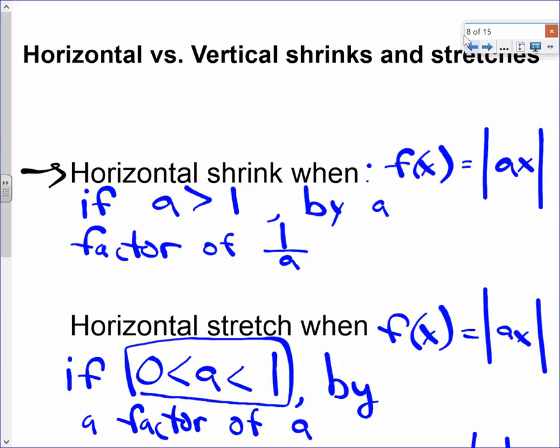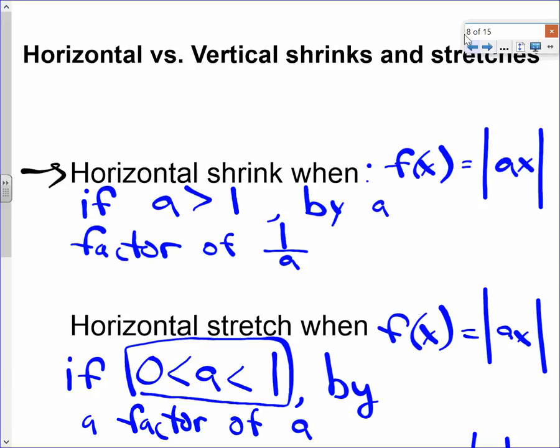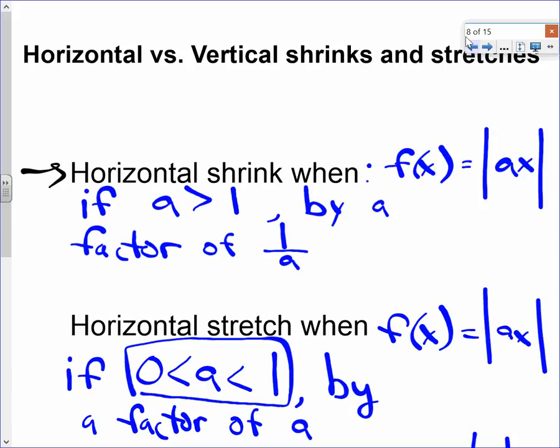We use a horizontal stretch if it's a fraction. So it's shrink or stretch? It's a shrink. If it's a fraction, it'll be a stretch horizontally. Here A was not a fraction. Look at how A is a whole number. It's greater than 1. That means it's a whole number, not a fraction.